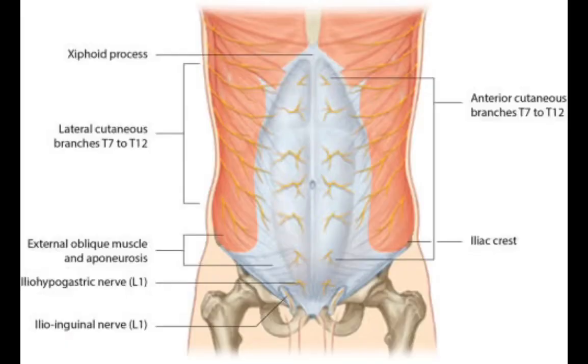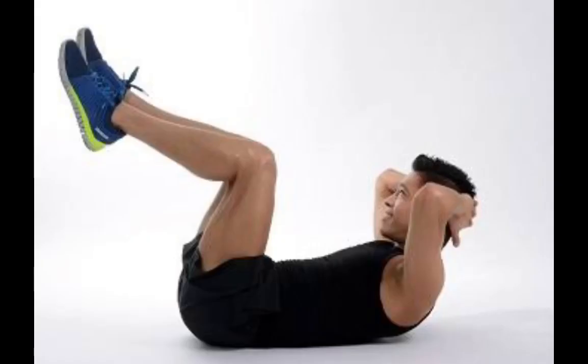Coming to the nerve supply of this muscle, the rectus abdominis is supplied by the lower 5 intercostal and subcostal nerves. Now, what is the action of this muscle? It provides protection to the abdominal viscera from external injury, compresses the abdominal cavity and maintains the intra-abdominal pressure, and also produces flexion of the vertebral column. These are the actions of the rectus abdominis muscle.